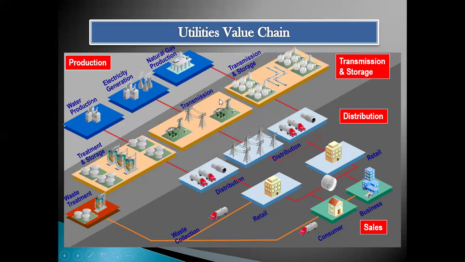Now, the transmission unit and the distribution unit have separate networks. The transmission unit has a very big, high-voltage network, such as 132 kilovolt or 66 kilovolt transmission cables, whereas the distribution network has lesser energy flow.